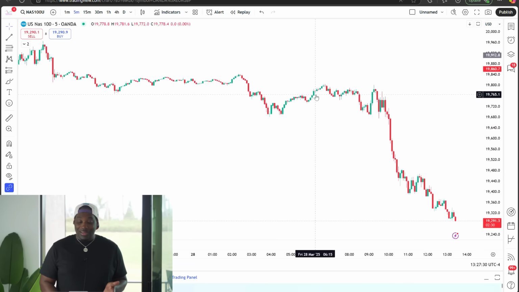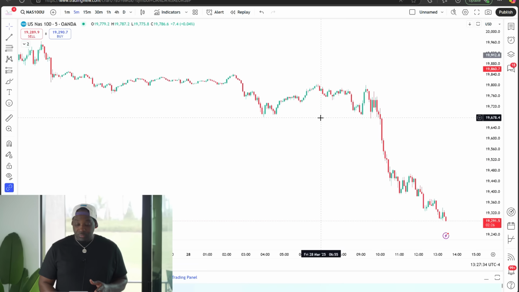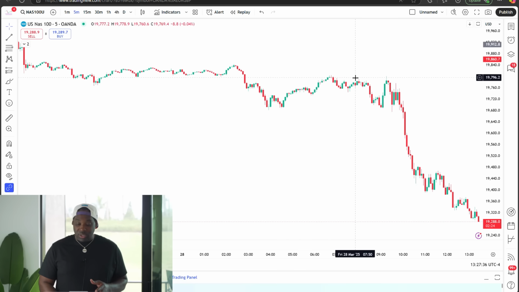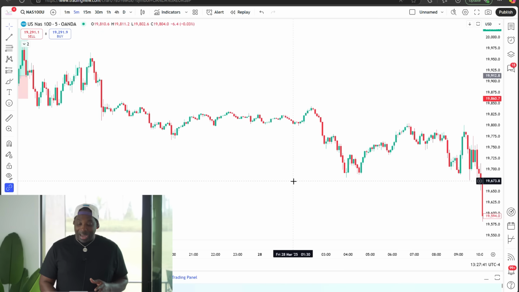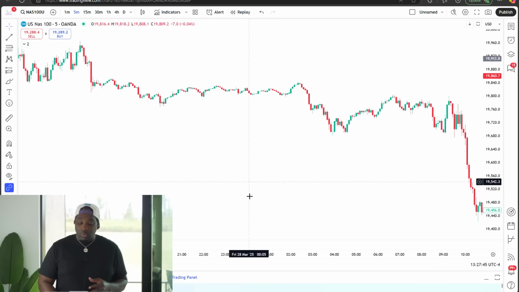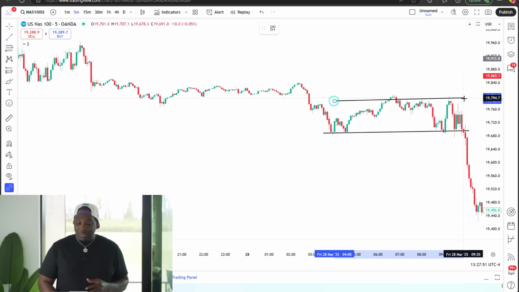Basically today, how I was looking at the market was we was trending down, right? And we was kind of ranging a little bit, but this was like a tight range. And I really didn't like this range right here. I wanted the market to break out of this range. This range was kind of a little tight. So I was like, okay, let me see how it breaks out of the range.